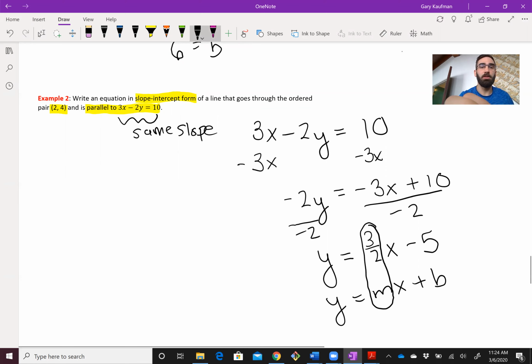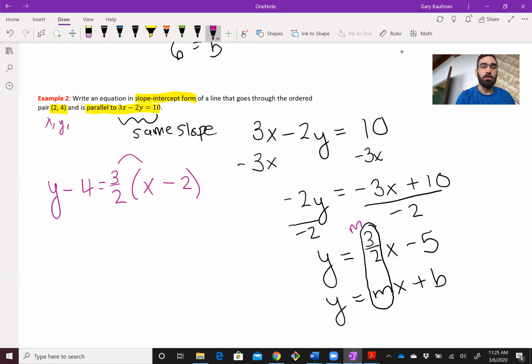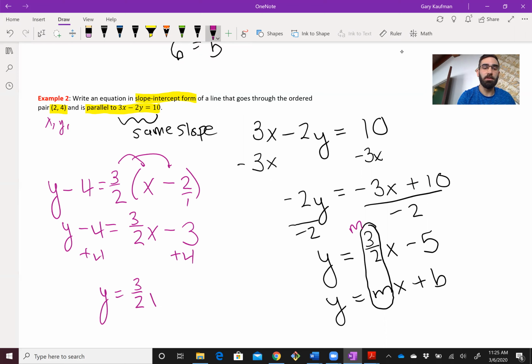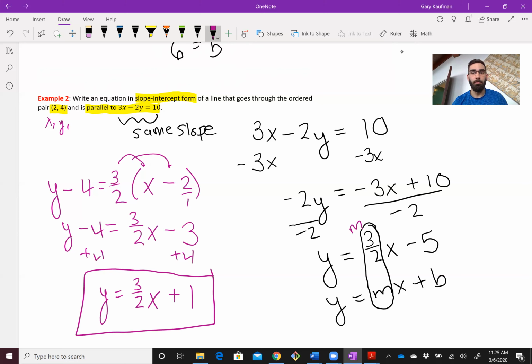So now let's write my equation. I'm going to go from point slope this time. So y minus, here's my x1, y1, 4 equals 3/2, because this is now my m, times x minus 2. I'm going to distribute, and get y minus 4 equals 3/2 x minus, that's 2 over 1, so I get a 3. Add 4 to both sides, and I get y equals 3/2 x plus 1. So I now have slope-intercept form. So I have 2 practice problems for you to finish out this lesson.